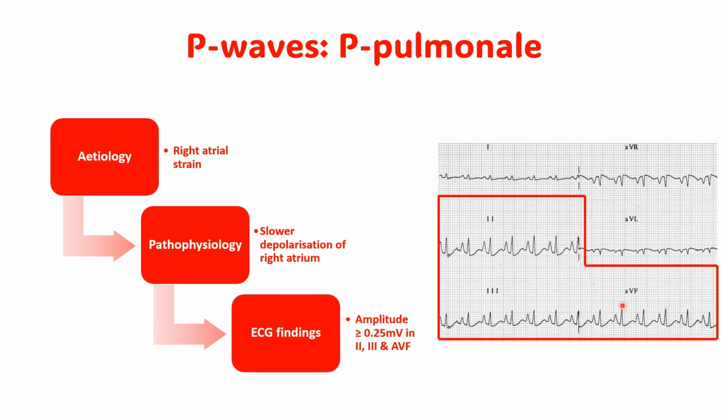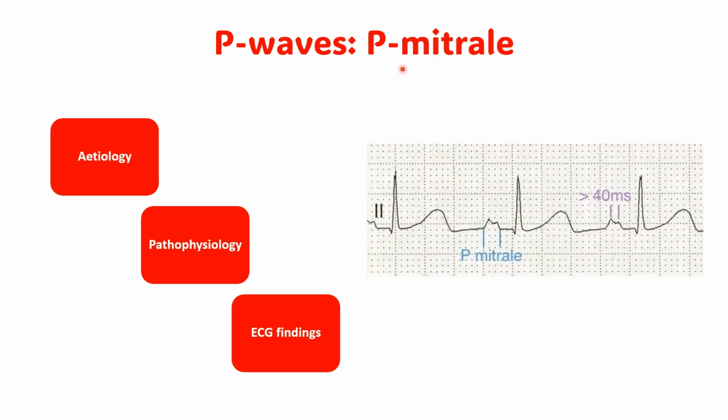Okay, so now let's talk about P-mitrale. In a way, you can remember that this affects the left atrium of the heart is because the mitral valve lies between the left atrium and the left ventricle. That's perhaps a good way to remember it. And what we essentially have is left atrial enlargement and hence left atrial strain. So we're going to have slower depolarization of the left atrium. Okay, and that's because of the left atrial hypertrophy.